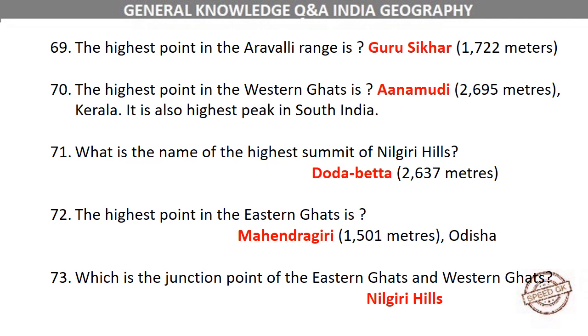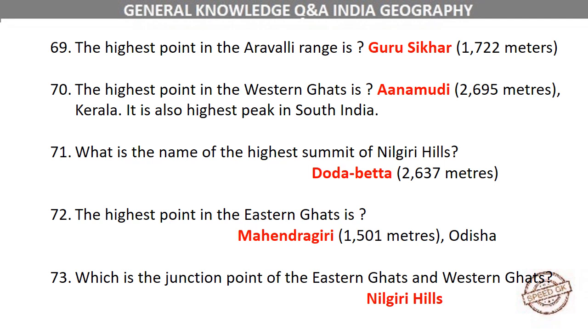What is the name of the highest summit of Nilgiri Hills? Dodabetta, 2637 meters. The highest point in the Eastern Ghats is Mahendragiri, 1501 meters, Odisha, which is the junction point of the Eastern Ghats and Western Ghats.